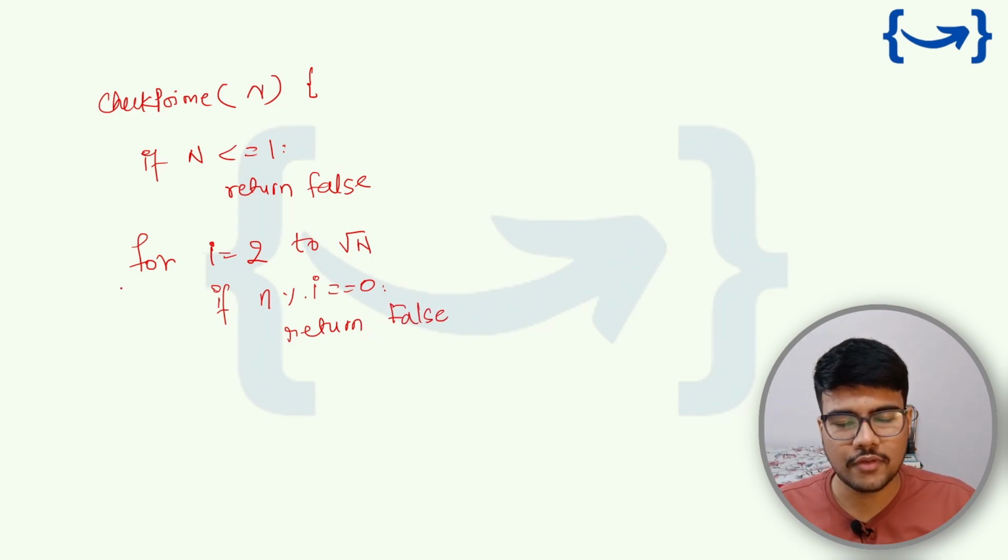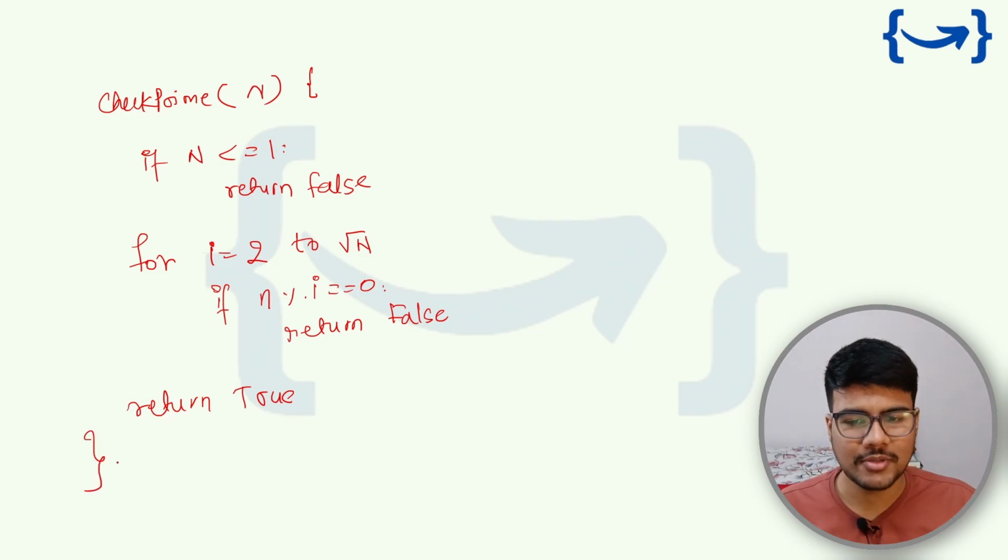Or if neither of the cases applies, then you know that the given number is a prime number, so you just need to return true. So you can see, very easy problem. Is it very easy? I would say.